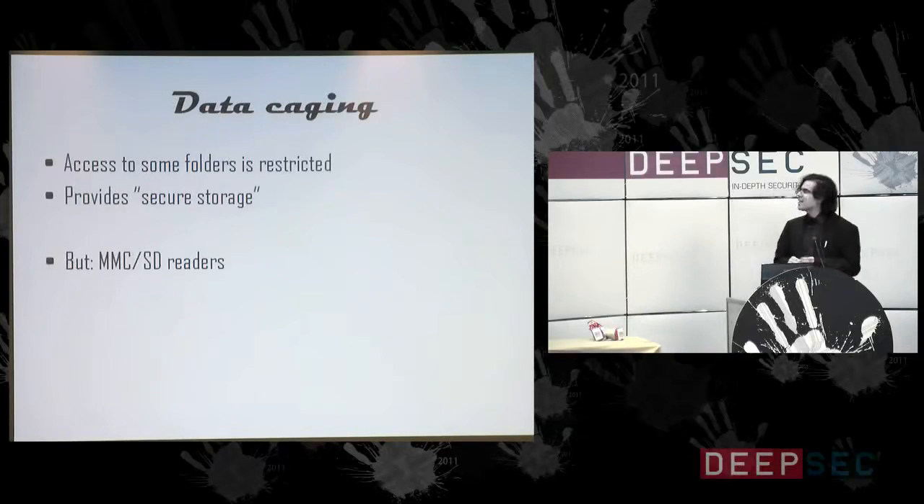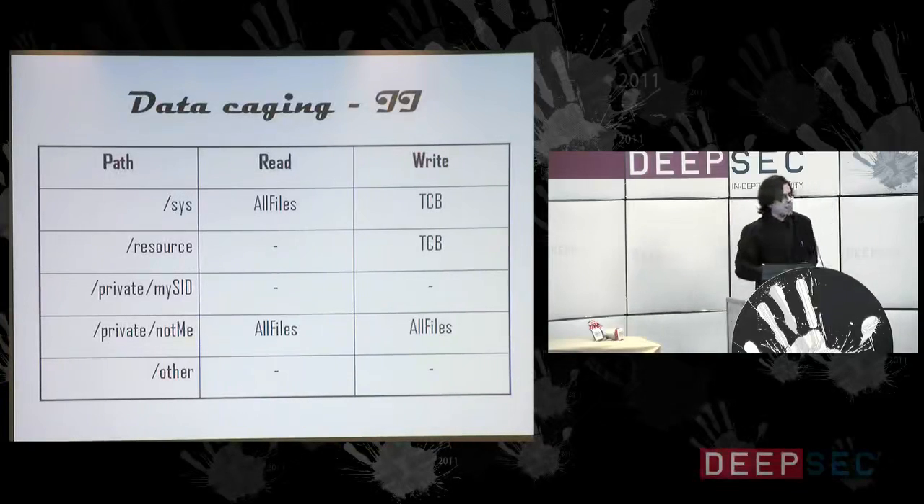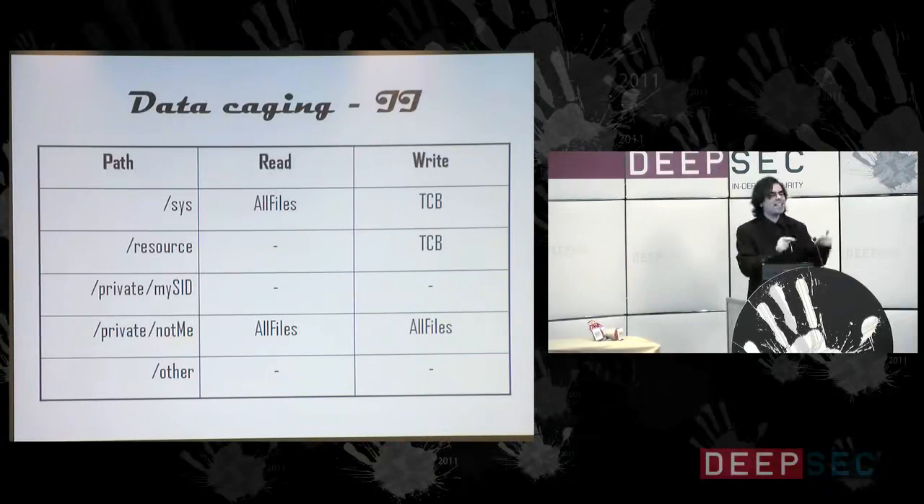And another thing is data caging. Symbian protects some folders from access by other applications. So it's basically like a sandbox, which we have today. But the difference between the sandbox you have today and the Symbian sandbox was this, that today you are allowed to access 1 folder. In the past, you were allowed to access all folders except for 1.